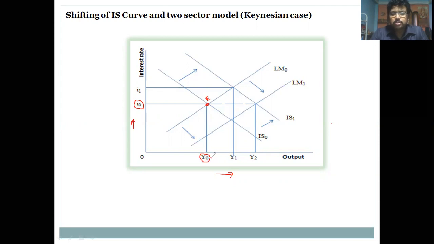Now suppose there is an increase in investment or consumption. Then the IS curve will shift right upward.